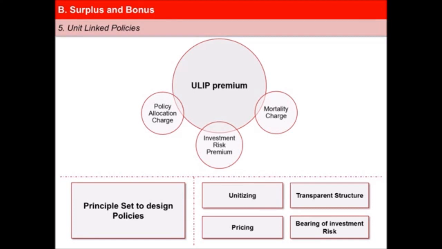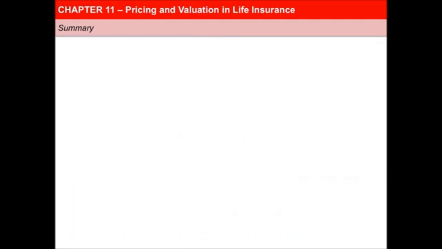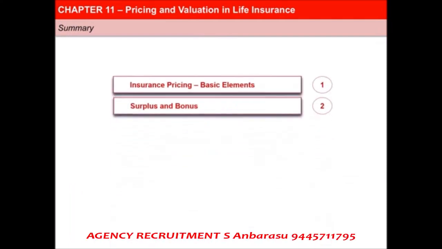And fourth, bearing of investment risk. The investment risk is borne by the policyholder. Since the value of the units depends on the value of the life insurer's investments, there is a risk that these unit values may be lower than expected. The life insurer does not give any guarantee about the unit values. Here is a quick look at the topics covered in this chapter.